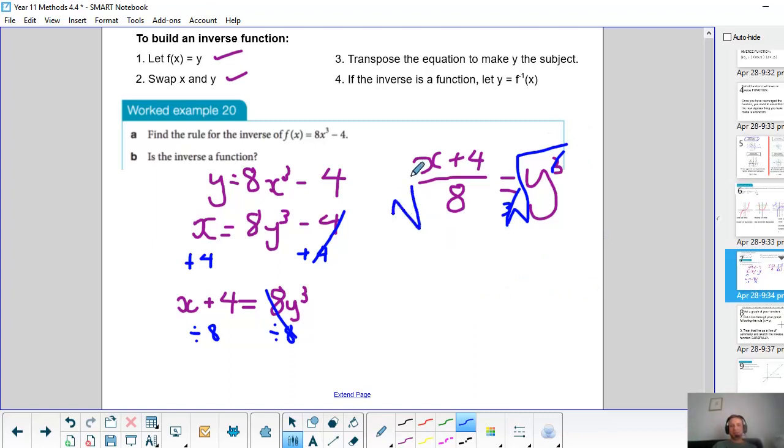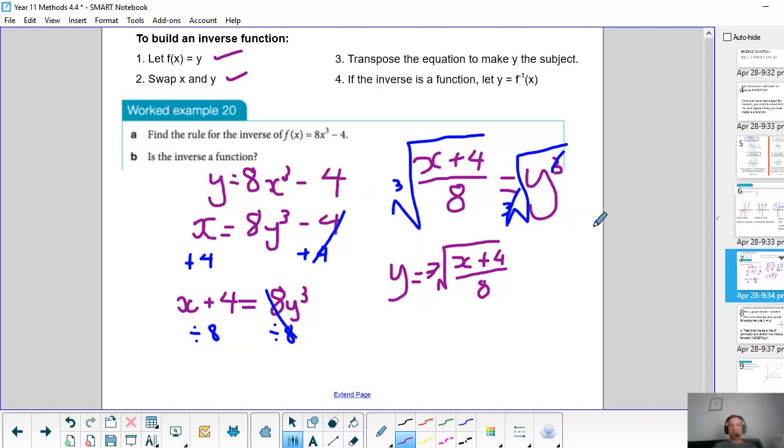So I'm really just going to do it on this side as well. At this point, I might just swap what side we're working with because I want to have y on the left-hand side. It's just nicer. It's neater to have y by itself over here. So y is going to be equal to a big cube root. And underneath that cube root, we've got x plus 4 on top of 8.